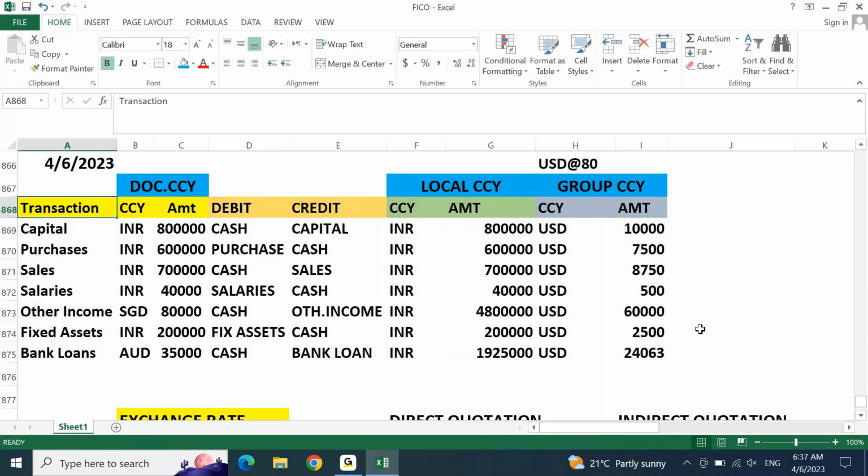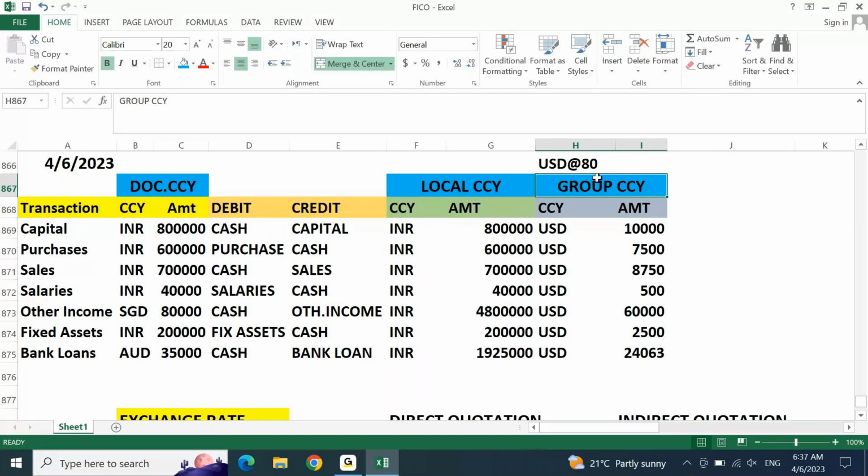Now for this transaction, did we put the transaction figures in three currencies: document, local, group? Yes, you have the transaction here, capital purchase. You have the amount in document currency, the amount in local currency, and the amount in group currency. One transaction. Now, do we have three values, three currencies?